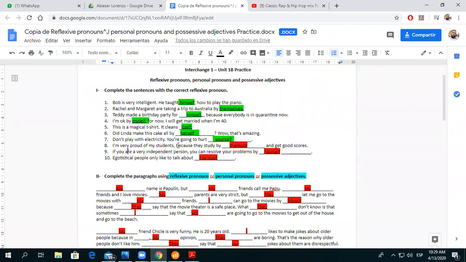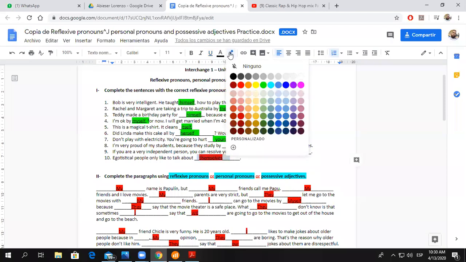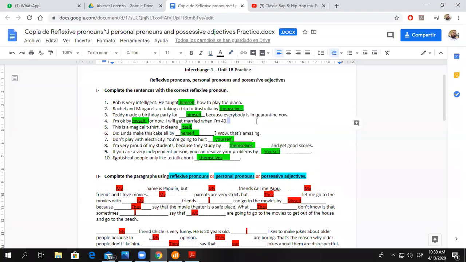I am very proud of my students because they study by, then this is incorrect. It's plural, so we are supposed to say themselves because it's plural. Okay, themselves. Yeah. And get good scores. If you are a very independent person, you can resolve your problems by yourself, correct? And egotistical people only like to talk about themselves. People, plural, themselves. Okay? You can take pictures or do whatever you want so you can check your own practice.